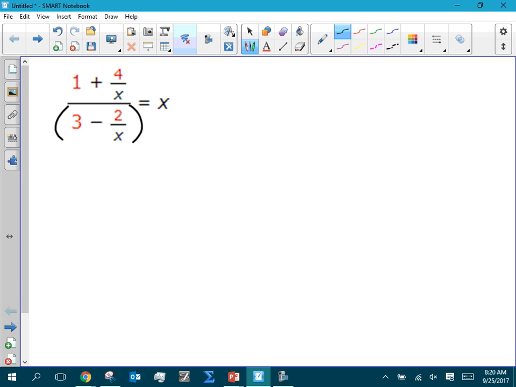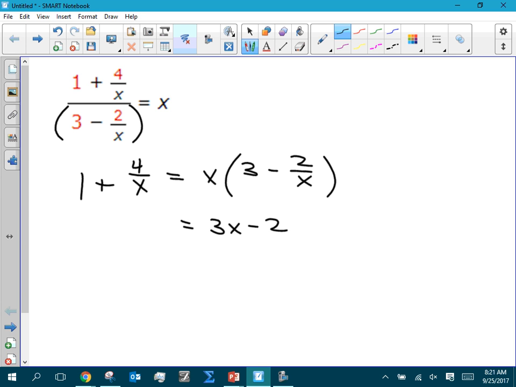Just being explicit with what we write here, we're going to go 1 plus 4 over x is what we'd be left with. We multiply the left-hand side by that denominator. And then the right-hand side becomes x times 3 minus 2 over x. Still kind of ugly, but if I distribute that x through on the right-hand side, it gives me 3x minus 2, correct? 2x over x, the x's cancel out, we just get minus 2.